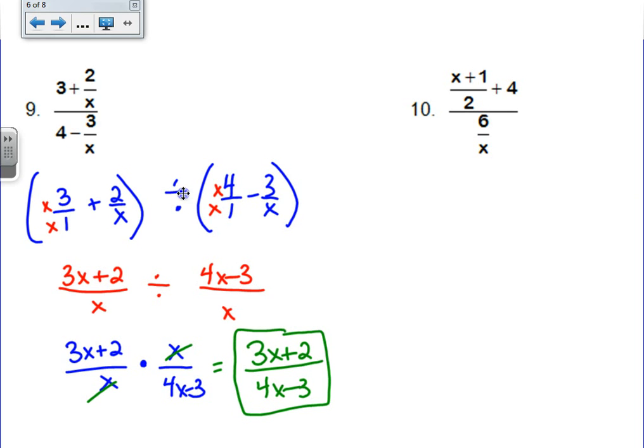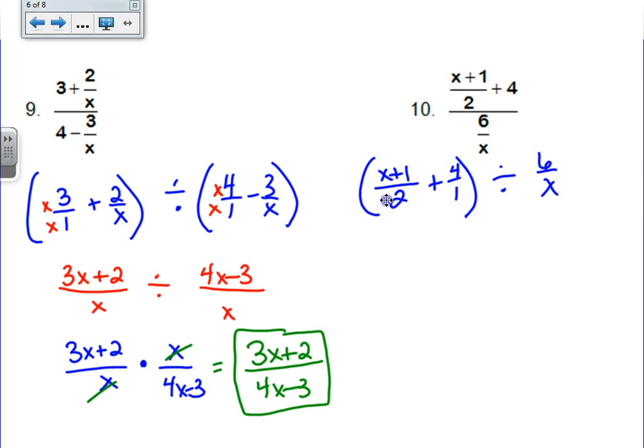So they look really gross at first, but they're not that bad. Number 10, let's see here. I'm going to rewrite it horizontally, so (x plus 1) over 2, and then I'm going to write the 4 as 4 over 1, divided by 6 over x. Well, good news, that last part of the problem is going to be really easy because it's just a fraction.